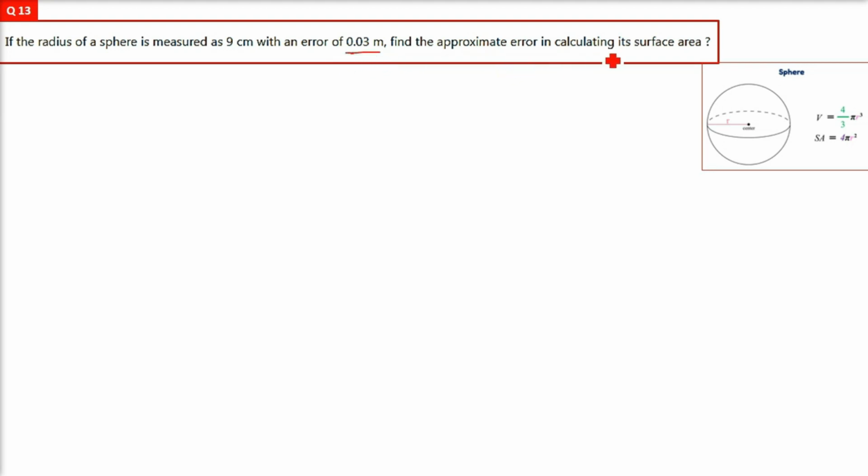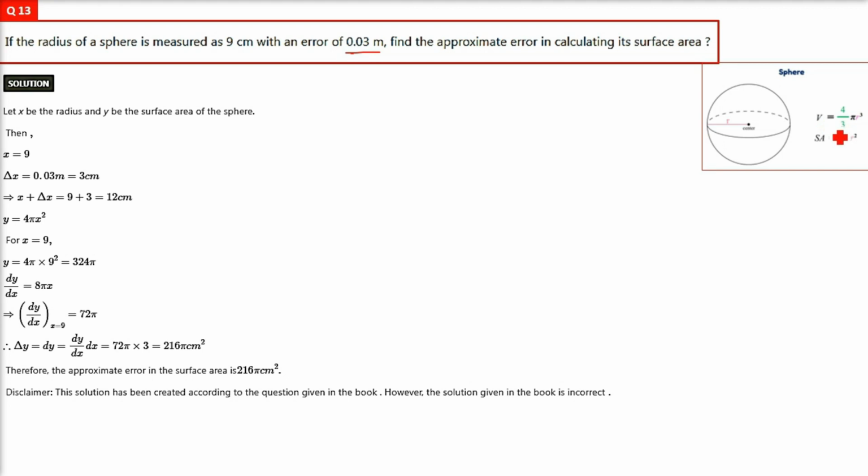If the radius of a sphere is measured as 9 cm with an error of 0.03 meter, find the approximate error in calculating its surface area. So we have done questions like this in the earlier discussion. You know the volume, you know the surface area. The question is talking about the surface area. So we are going to employ the surface area, 4 pi r square.